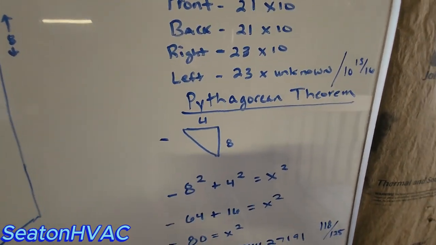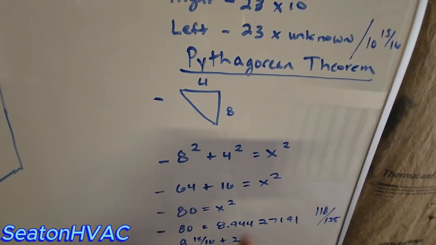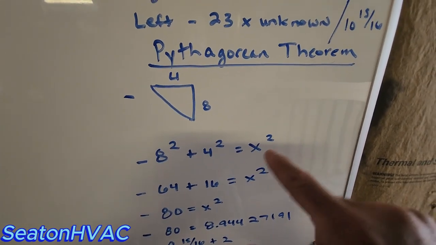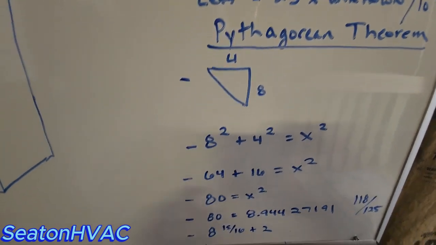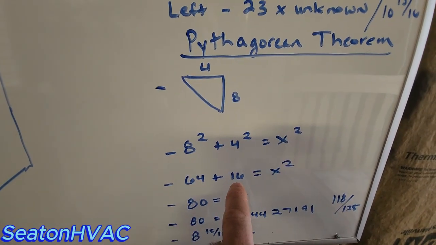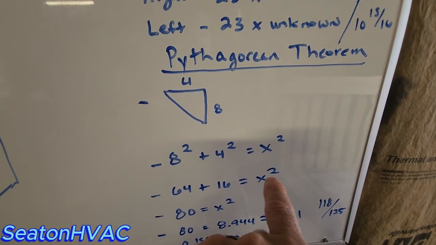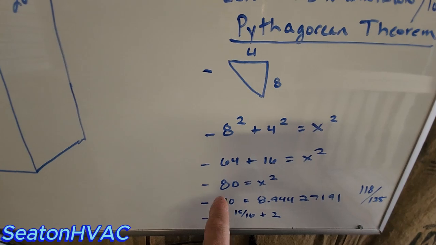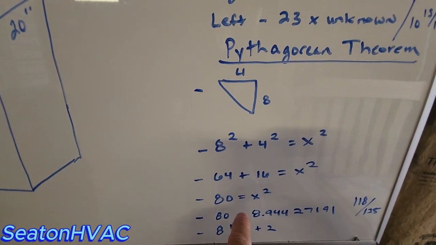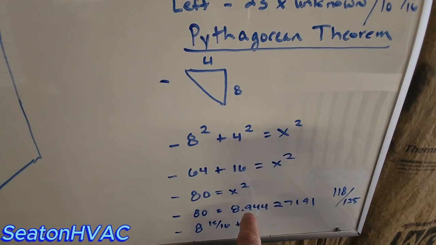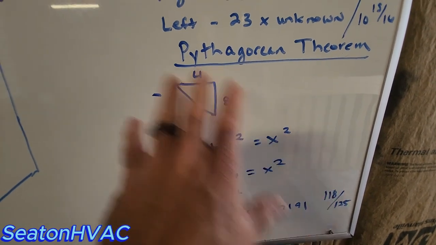There's another formula for the Pythagorean theorem. 8 squared plus 4 squared equals x squared. So what's 8 squared? 64. What's 4 squared? 16. 80 equals x squared. That means the square root of 80, which is what we're looking for, is 8.944279191. We're not doing that.